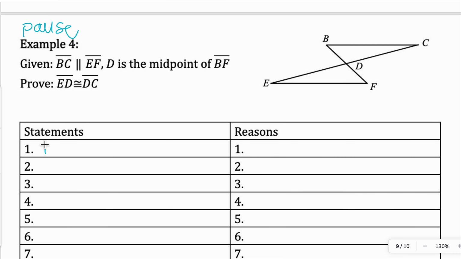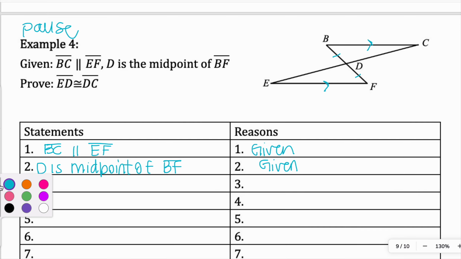All right, we're going to write down our two givens on our first two lines. BC is parallel to EF, and D is the midpoint of BF. Okay. I'm going to label BC and EF with parallel lines, and D is the midpoint of BF, so that means BD and DF should be congruent. So let's make that statement number 3. BD is congruent to DF using definition of midpoint.